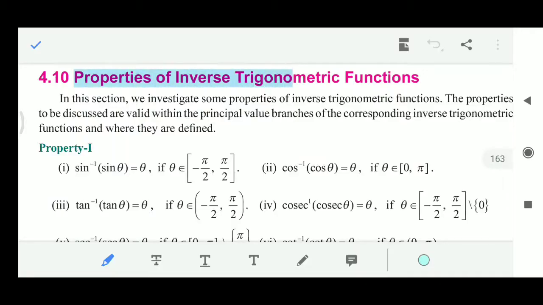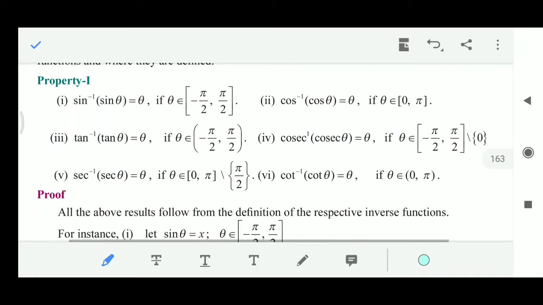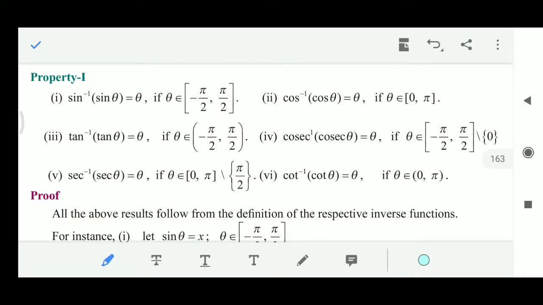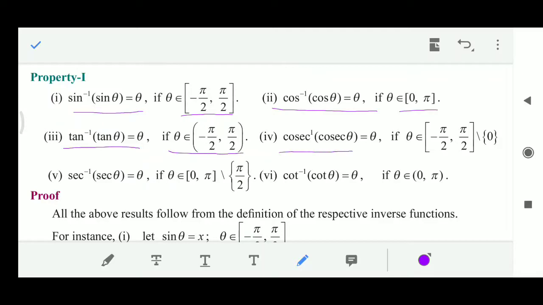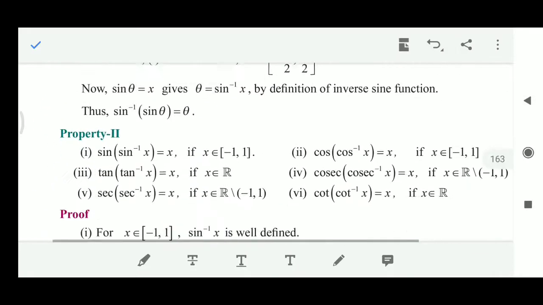The next important topic is properties of inverse trigonometric functions. Here we have 10 properties. In each of the 10 properties we have 6 or 3 subdivisions. You have to go through all those properties and keep in mind which are used in the exercise thoroughly. Here the first property is easy for you. Sin inverse of sin theta equal to theta, cos inverse of cos theta equal to theta. These properties we already used in the problems. Sin and sin inverse get cancelled, you get theta. Like that you can use these properties.